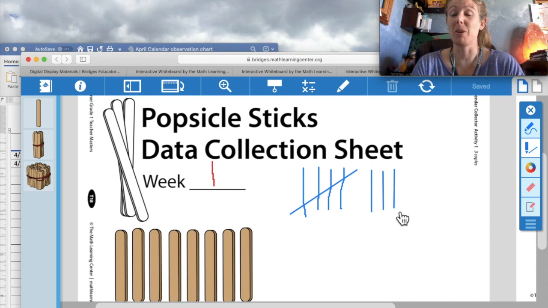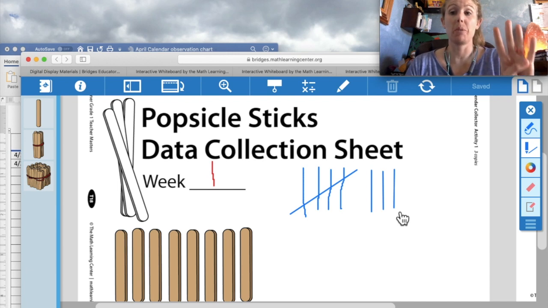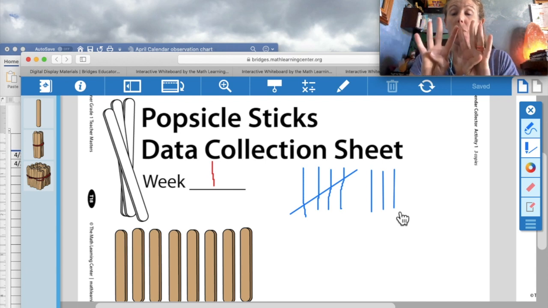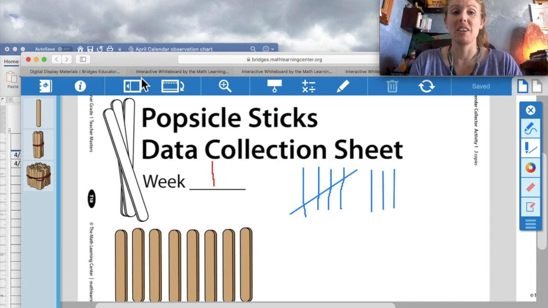Very nice, boys and girls. We've collected 8. And if you think of yesterday, we spun 4, and today we spun 4. 4 and 4 is a double fact. 4 and 4 is 8. Very good, boys and girls.